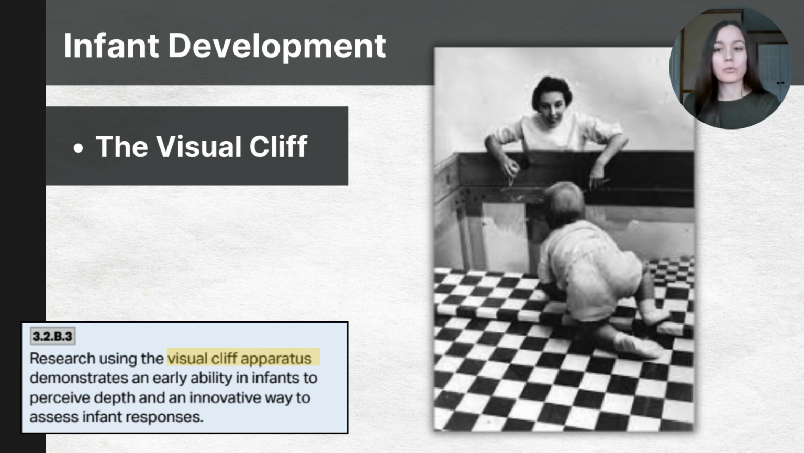Now, what they found was that around 6 to 8 months old, which is about when infants start to crawl, they would hesitate and refuse to cross the glass cliff, suggesting that they could perceive depth and recognize that potential danger. However, younger infants who were not yet able to crawl were less likely to show that fear, indicating that depth perception is closely tied to motor development and experience. This research has been fundamental in understanding how babies' physical and cognitive abilities work together as they explore and learn about the world.